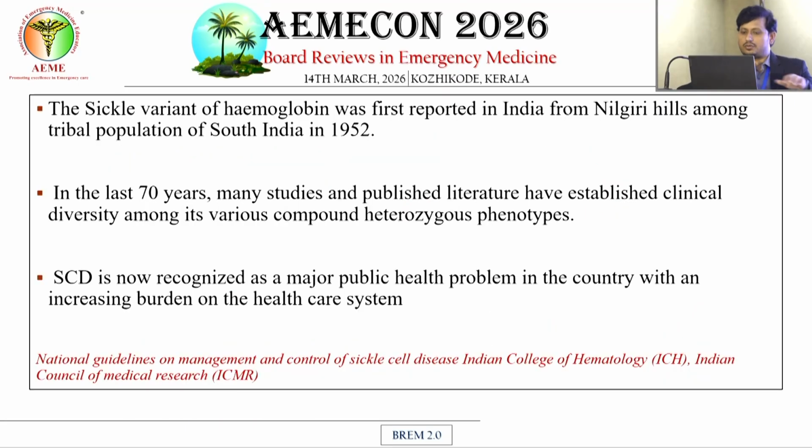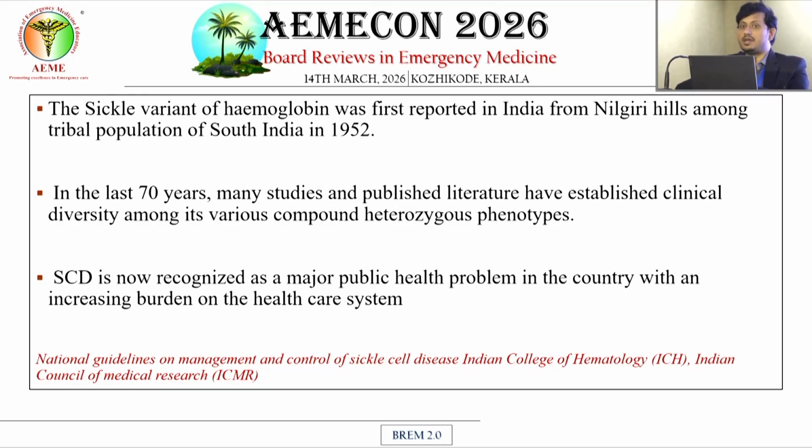Okay. So if we look into the epidemiology, both in India and globally, sickle cell disease is one of the major public health problems. Sickle cell variants were first reported in the southern part of India in 1952 in the Nilgiri Hills, and in the past 70 years there have been many studies and published literature about sickle cell disease, and it is a burden on the public healthcare system also.